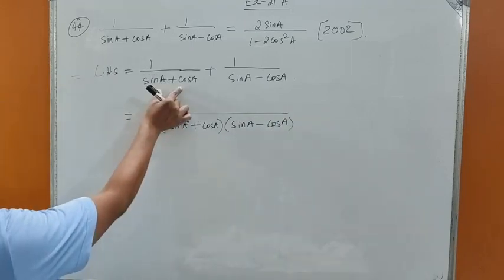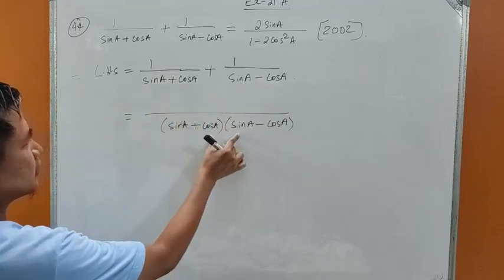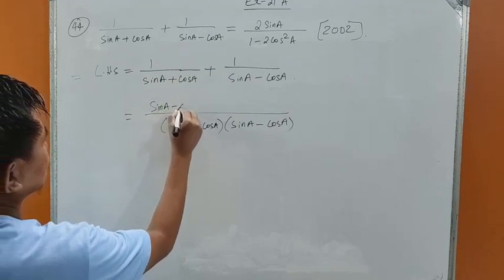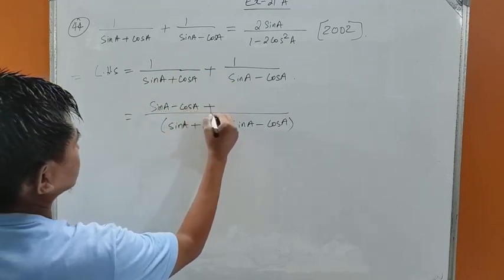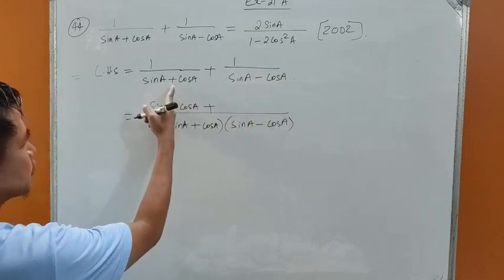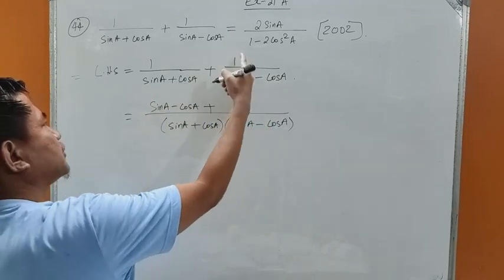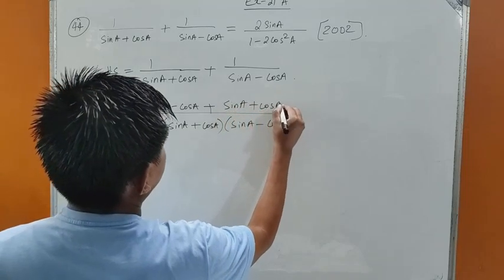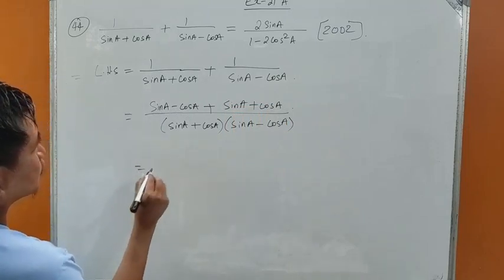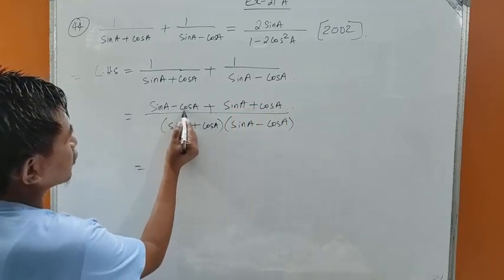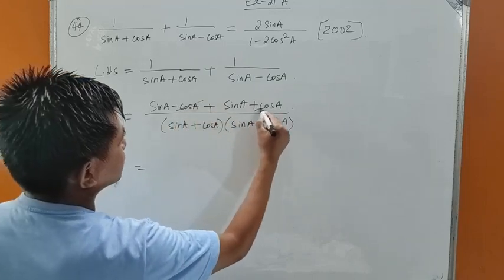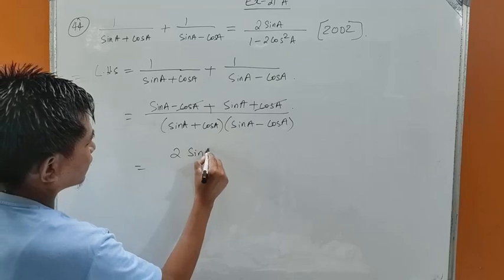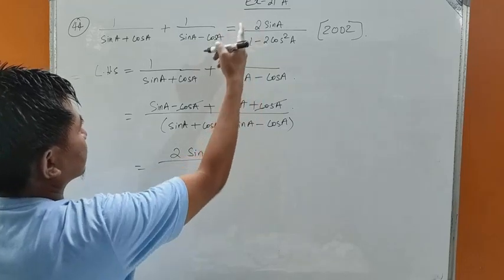Now sin A plus cos A into sin A minus cos A gives this. So this into 1, that means sin A minus cos A, plus sin A minus cos A into sin A plus cos A gives this whole thing. So sin A plus cos A into 1, sin A plus cos A, isn't it? So this minus cos A and this plus cos A can be cancelled. So sin A plus sin A is 2 sin A in the numerator, isn't it? So we have 2 sin A in the right hand side.